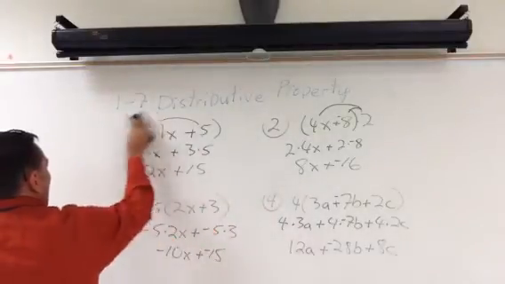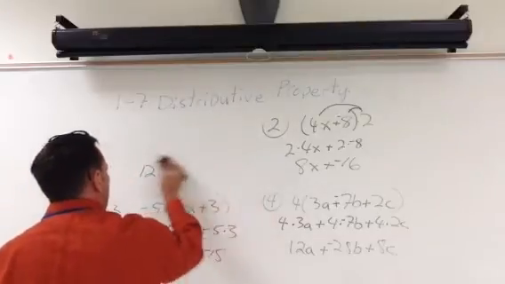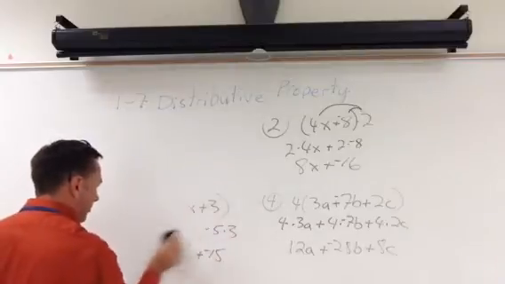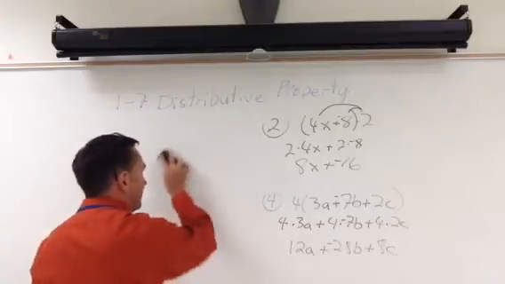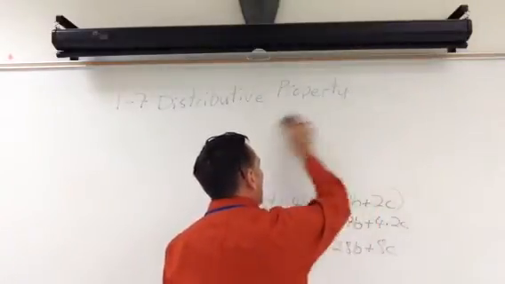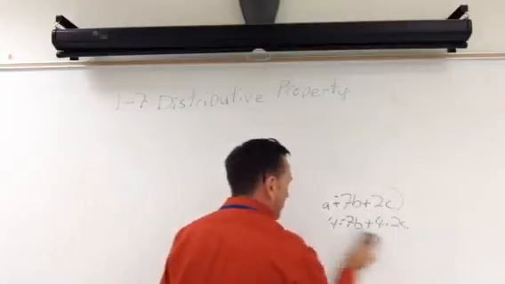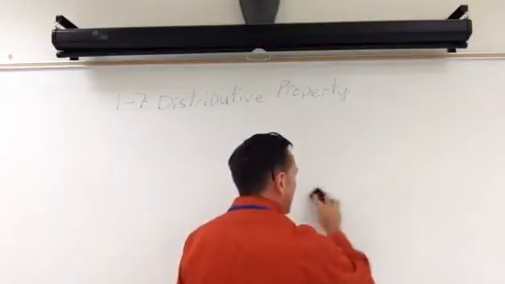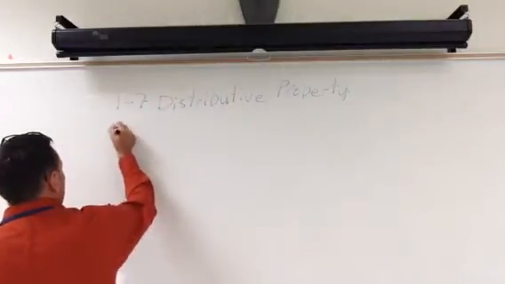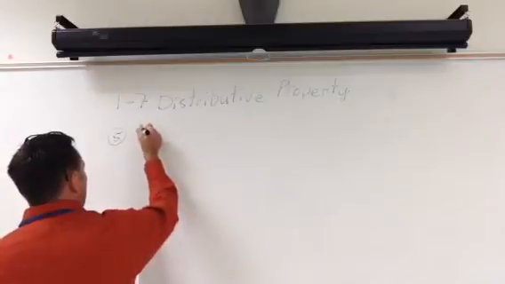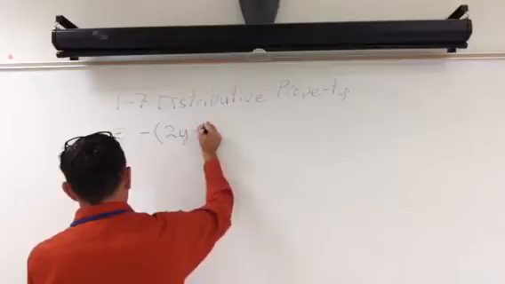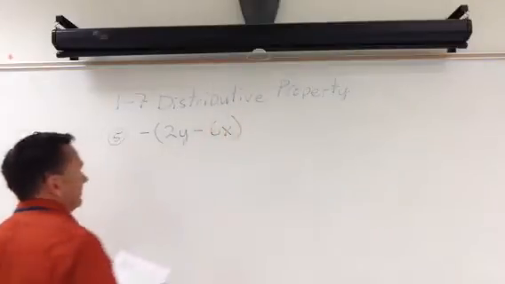Now another one of the places where there's a lot of mistakes is when we see negatives, just like the one in number 3. Sometimes we forget that negative, or if we have other things between it. The only time we want to multiply is when there's no sign in between that number and the parentheses. So if you look at number 5, there's a negative sign, and 2y minus 6x.